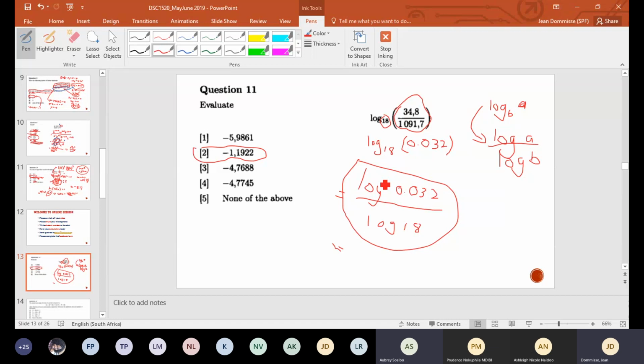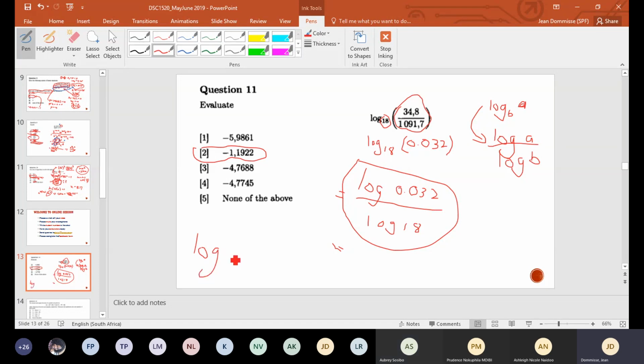Okay, so let me just, did you get the same answer, Anthony? And you can speak, I don't mind. Okay, cool. Oh yes, obviously, because with that divided by that, it's the same as saying log 34.8 minus log 1091.7. So yes, that's one of the other rules as well. Okay, so you could have done it that way as well.